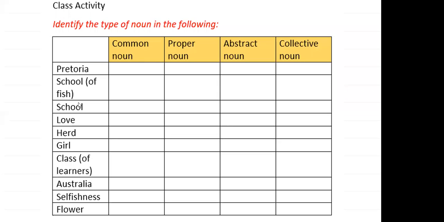Why? Because it is general. School is a general thing because you have many schools which have their own names. Your own schools, your own schools. So school is a common noun because school is a common place, a common thing. Then we have love.